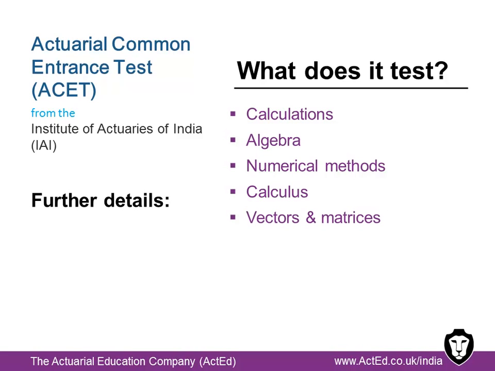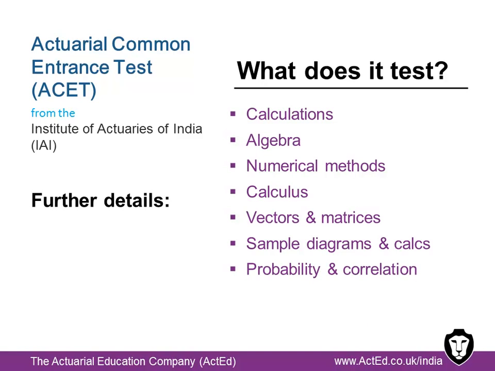Vectors and matrices, which includes the arithmetic, the scalar product, determinants, inverses, and eigenvalues. Statistical diagrams and calculations, which includes diagrams such as histograms and box plots, as well as calculating measures of location, spread, and skewness from a dataset. Probability and correlation, which includes the addition and multiplication rules for probabilities, conditional probabilities, permutations and combinations, and probabilities of a normal random variable, as well as scatter graphs, sample correlation, and regression.